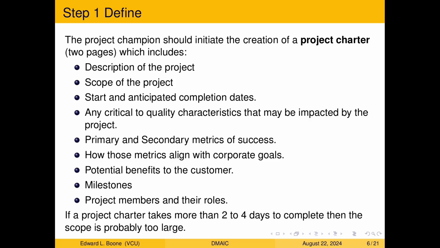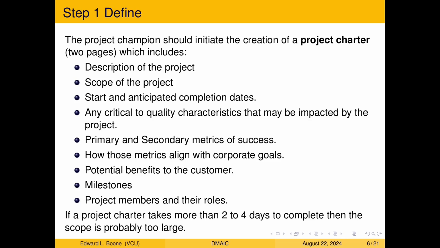Then you're going to have some primary and secondary metrics of success. How do we know whether we're working correctly? One metric of success is, are we on time? Another metric of success is we're able to do this cheaply. Okay, we want to know how these metrics align with corporate goals.